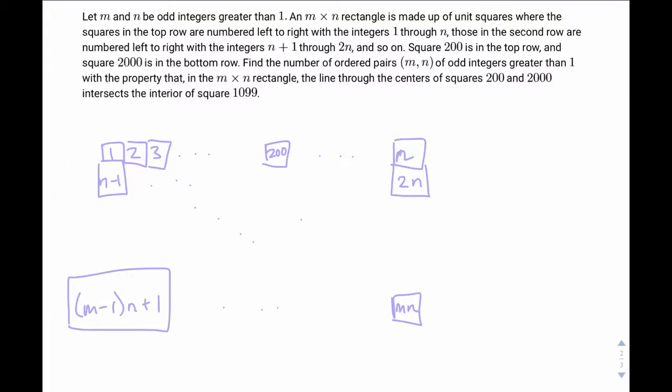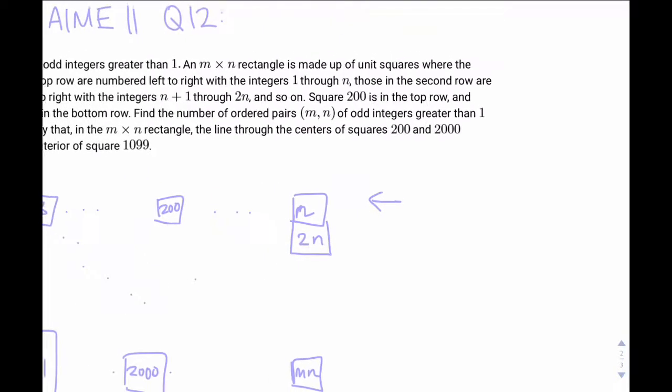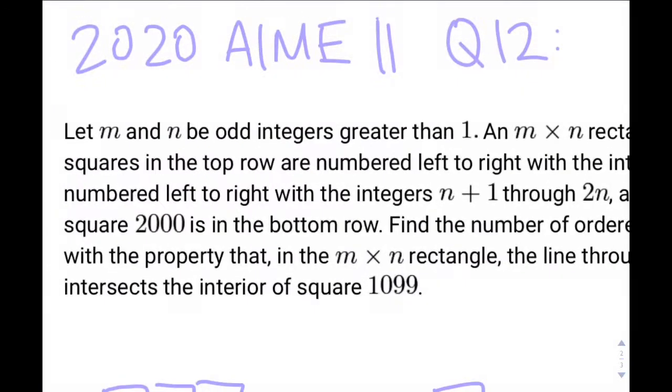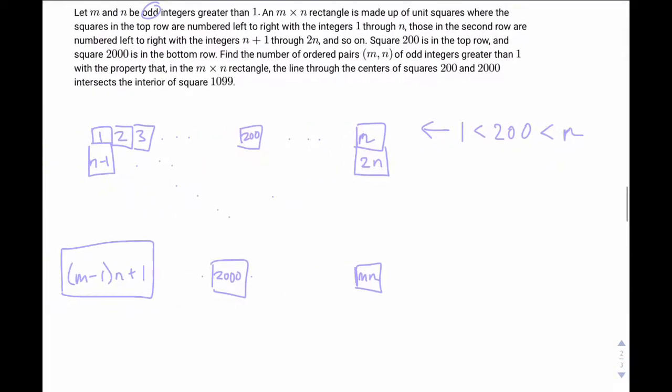And so the first thing, just by our initial picture here, and we also have that 2000 is somewhere over here. We can pretty easily find some bounds on n and m just by looking at the first and last rows. So from the first row here, we get that 1 is less than 200 is less than n. And remember that n and m are odd integers, which is why we can say that this bound is strict.